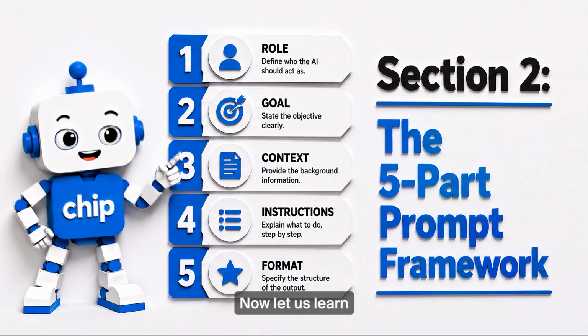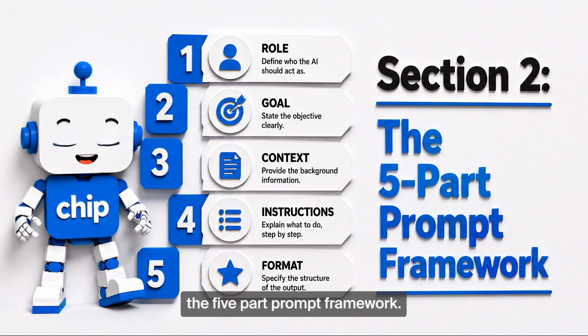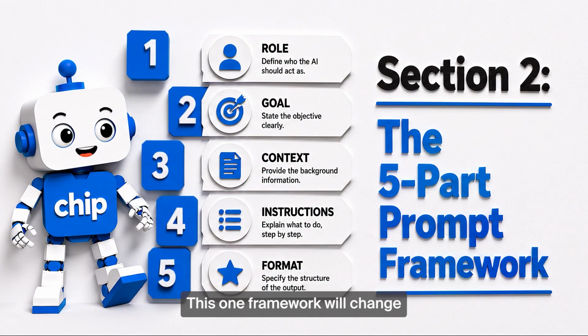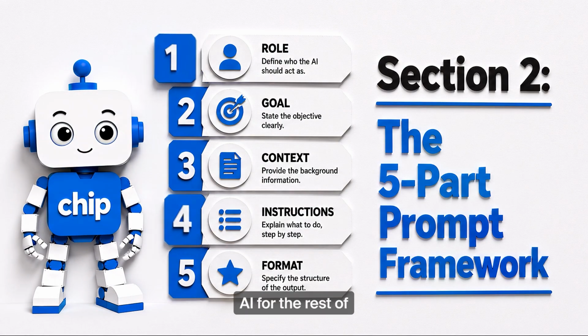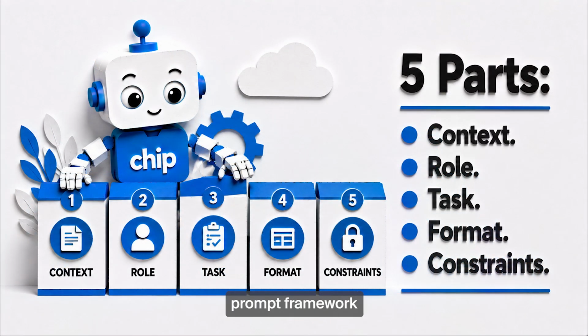Now let us learn the most important tool in this module, the 5-part prompt framework. This one framework will change how you use AI for the rest of your business life. The 5-part prompt framework is your main tool in this module. Every strong prompt has 5 things.